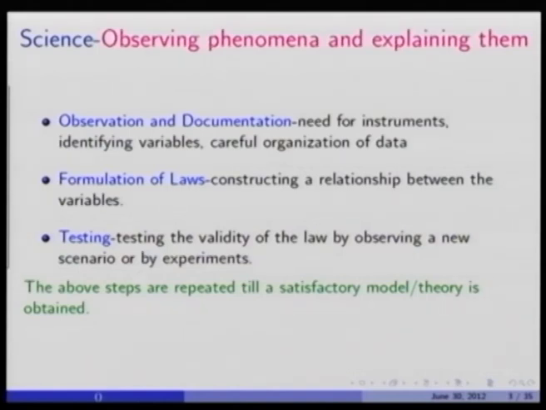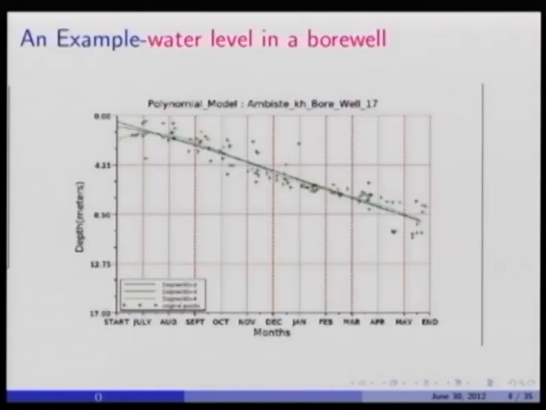The second part is obviously you have to formulate a law. You want to predict what's going to happen next day or next year at the same date, right? So constructing a relationship between the variables, and finally you have to test your hypothesis, right? You have to test whether you made the right relationship. So the above steps are repeated till you have succeeded.